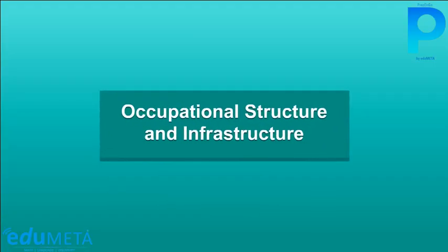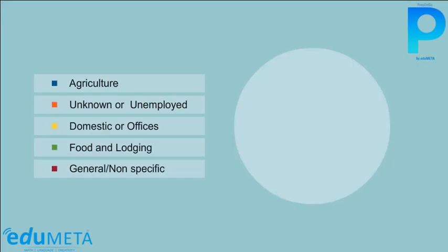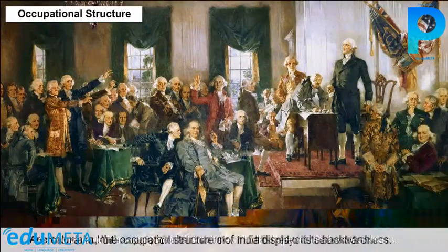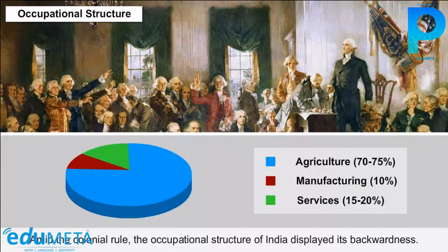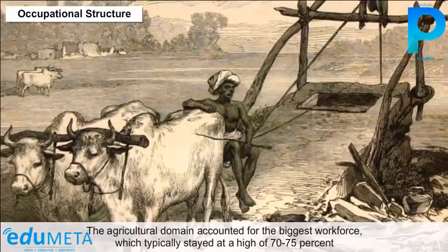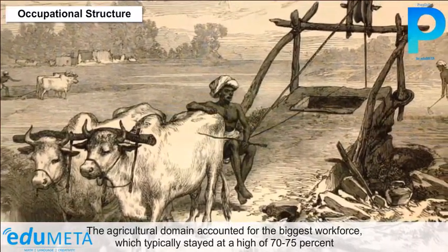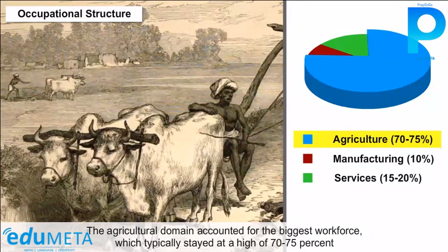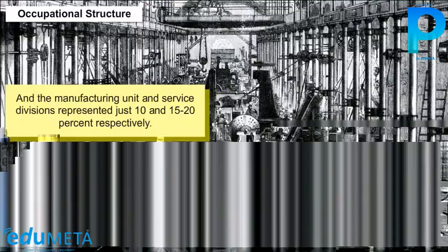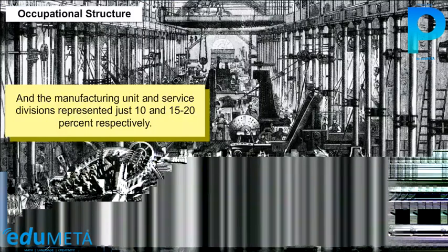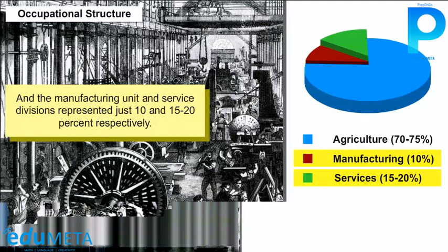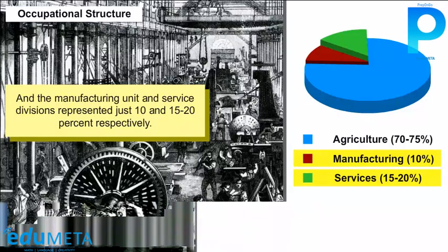Occupational structure and infrastructure. Occupational structure. Amid the colonial rule, the occupational structure of India displayed its backwardness. The agricultural domain accounted for the biggest workforce, which typically stayed at a high of 70 to 75%, and the manufacturing and service divisions represented just 10 and 15 to 20% respectively.